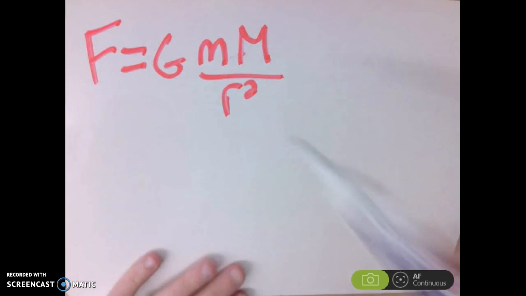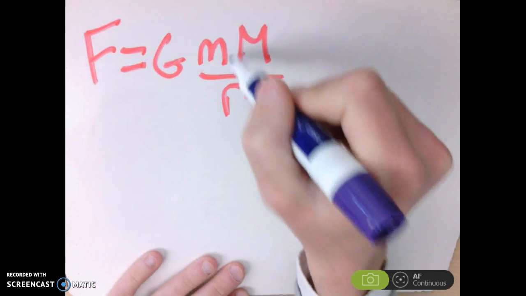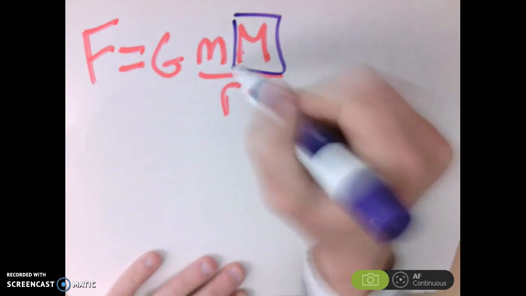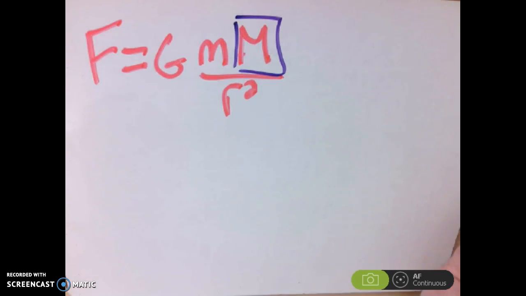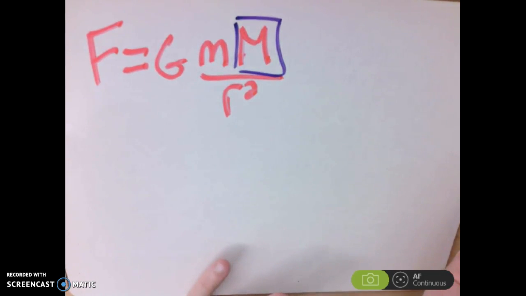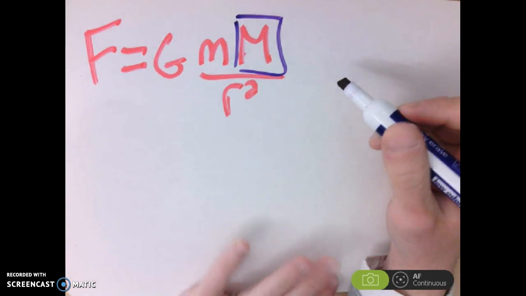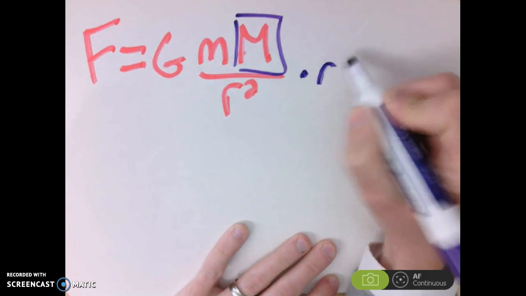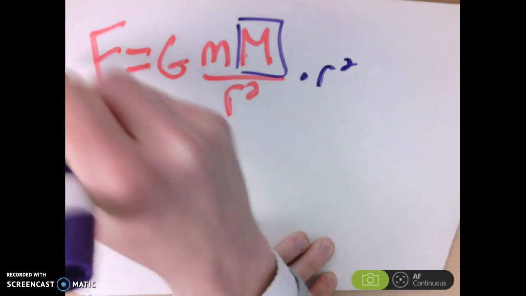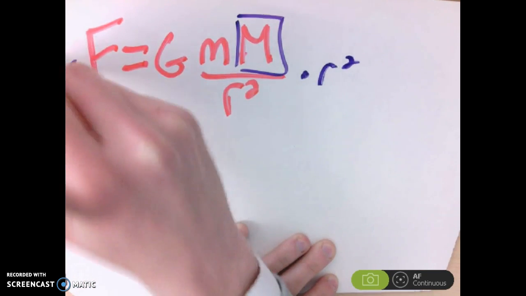So for this example, we are solving for capital M. So I'm just going to put a box around it so I know that that's what I'm solving for. Okay, so the first thing I see, there's a lot of ways to do this as well. So the first thing I see is that I have an r squared on the bottom. So I want to get rid of divided by r squared. The way to get rid of a divided by r squared is multiply by r squared. If I multiply by r squared on one side, I have to multiply by r squared on the other side.